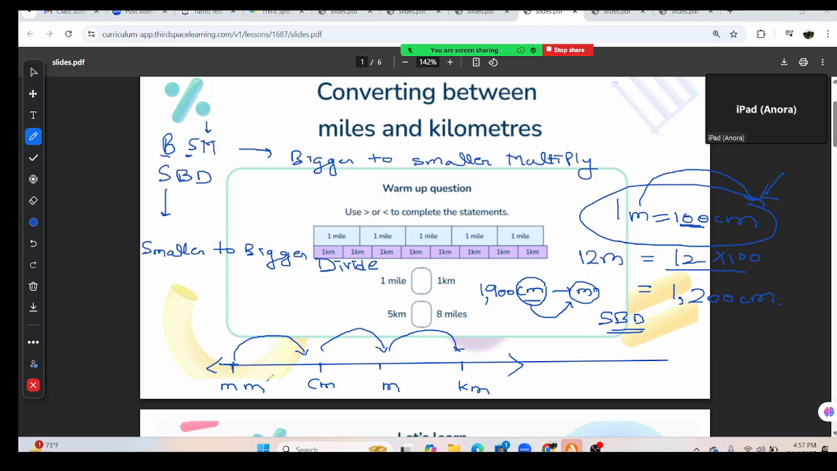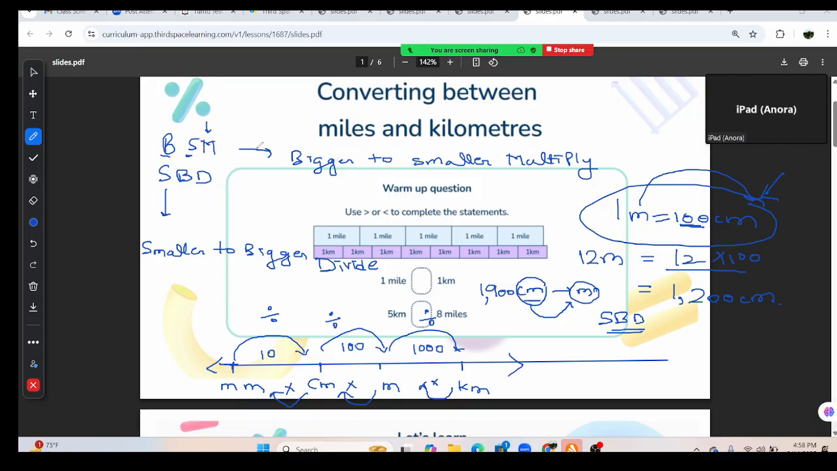Whenever we are going smaller to bigger in this direction, we divide, right? When we are going this way, bigger to smaller, you would multiply. Here you would multiply with 100 for meter and centimeter. Meter and kilometer, you would multiply or divide with 1000. Millimeter and centimeter is 10.